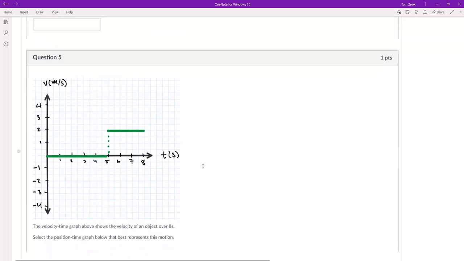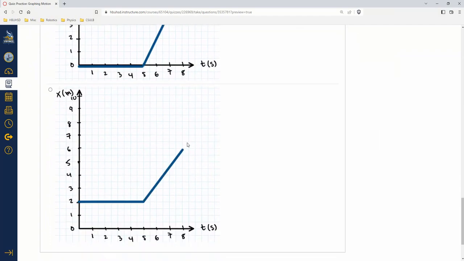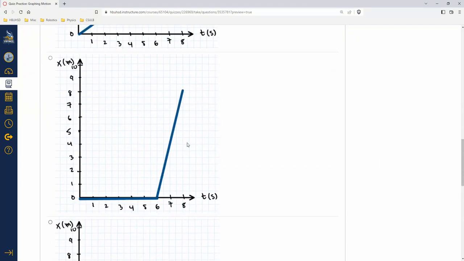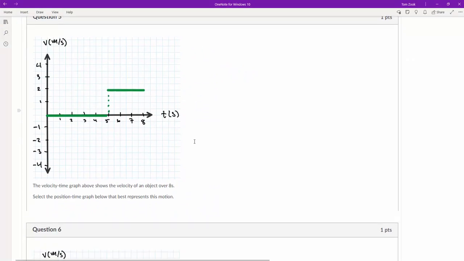All right, so question 5, we've got a velocity versus time graph, and we're asked to pick a position graph. So if we go back to the actual quiz, there's a bunch of position graphs. Everybody loves these, right? So we're going to try to draw a position graph for this, and then see if we can find the correct one from the list available in the problem.